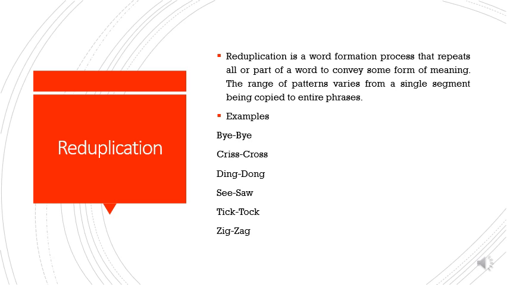The next one is reduplication. It is the process of word formation which repeats all or part of a word to convey some form of meaning. For example, bye bye. So, reduplication of the word bye, and again the word is repeated. And crisscross. In crisscross, it is duplicated and there is a slight change in the spelling. And ding dong, again a slight change. Seesaw, tiktok, and zigzag. So these are some of the examples for reduplication.